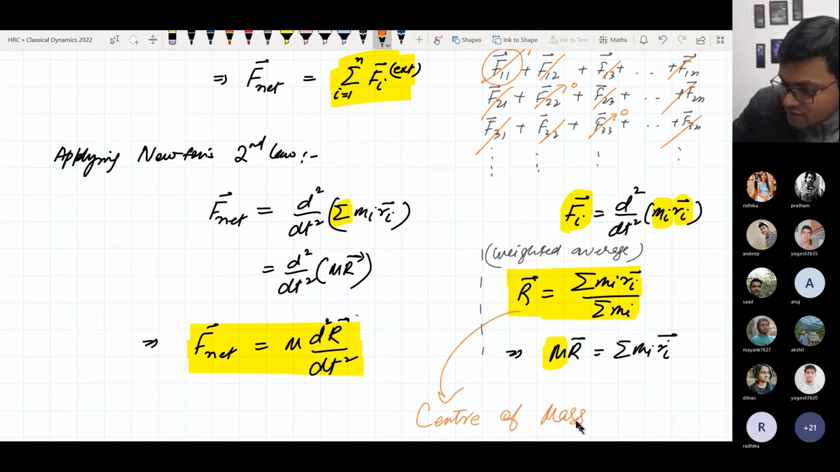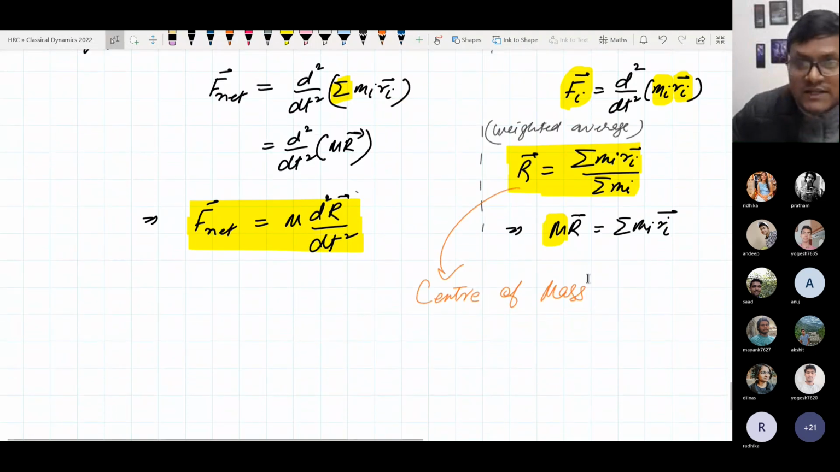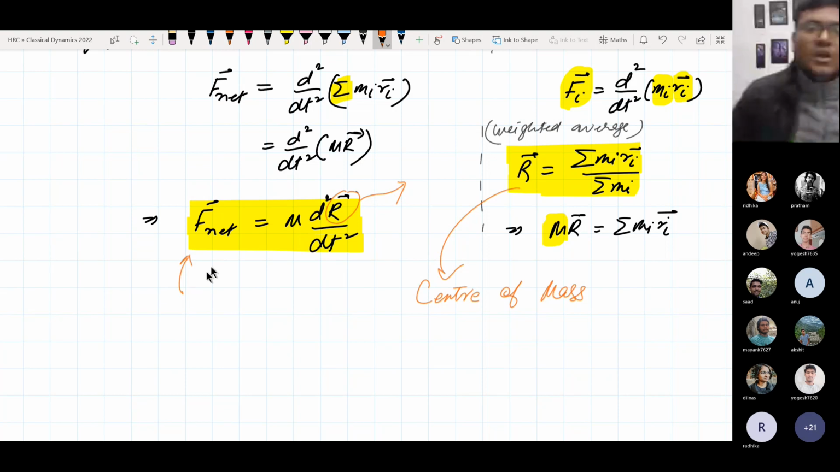Center of mass. So essentially, when we study a system of particles, we do not get to know about the individual trajectories of the particles, but we end up getting to know about the trajectory of this hypothetical position, which is known as the center of mass. So whenever we apply Newton's second law to systems of particles, we end up getting the evolution of the center of mass and its trajectory.